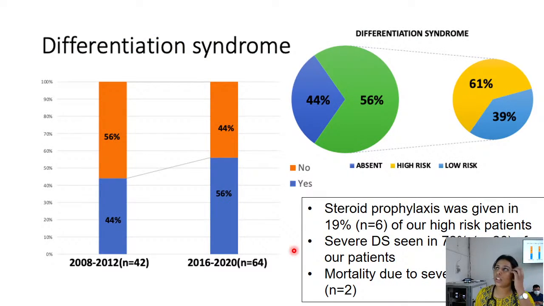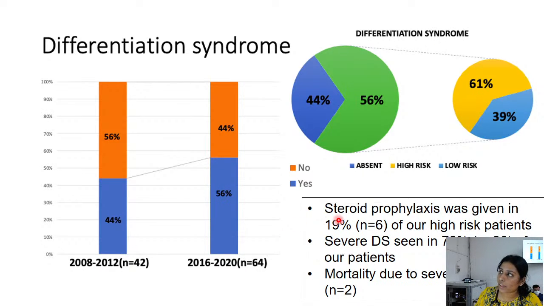So coming to our data on differentiation syndrome: in the previous cohort, from 2008 to 2012, out of 42 patients, 44% had differentiation syndrome. In our recent cohort, comprising 64 patients, 56 patients had differentiation syndrome. Coming to this pie chart, of the 56% who had differentiation syndrome, 61% belonged to SANS high risk and 39% belonged to SANS low risk.